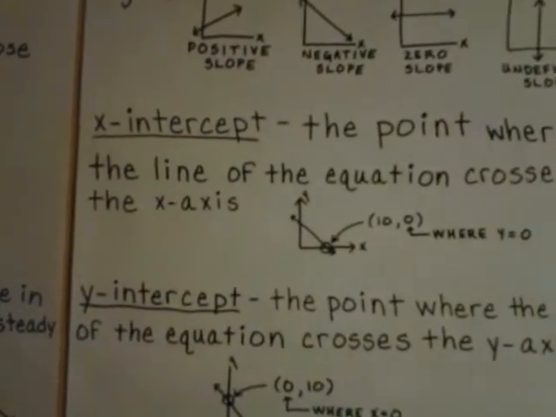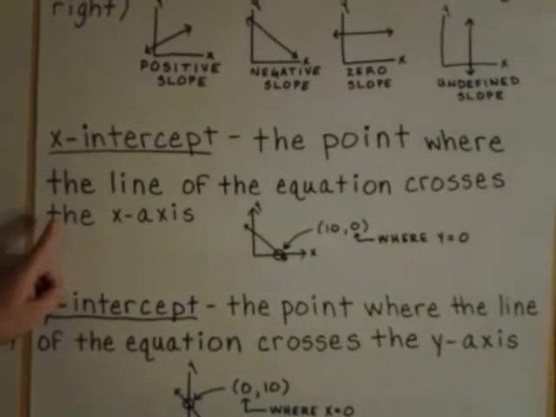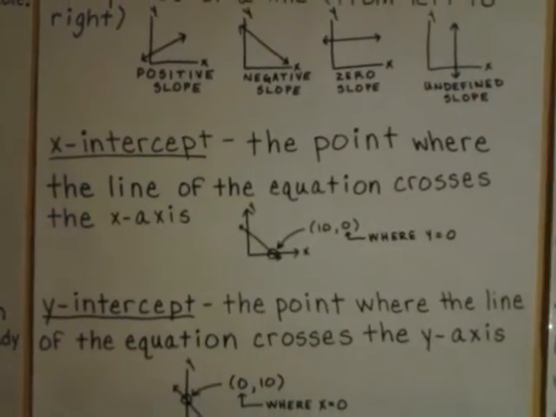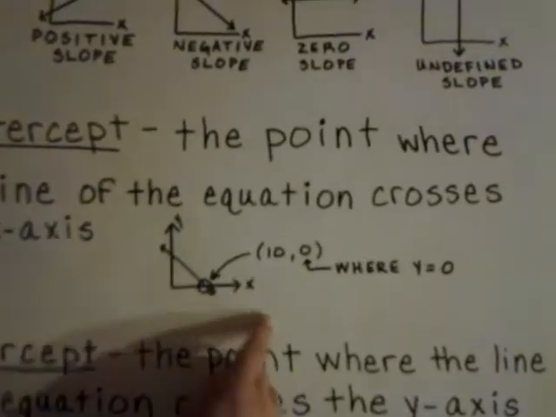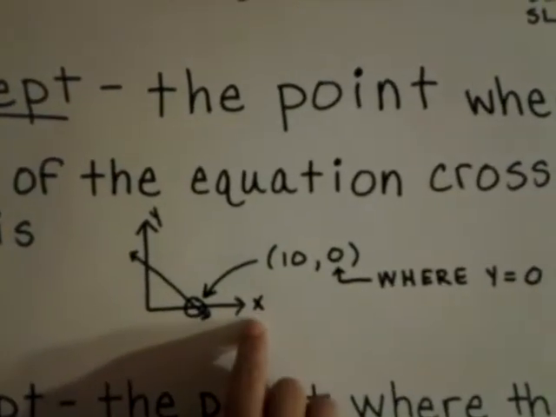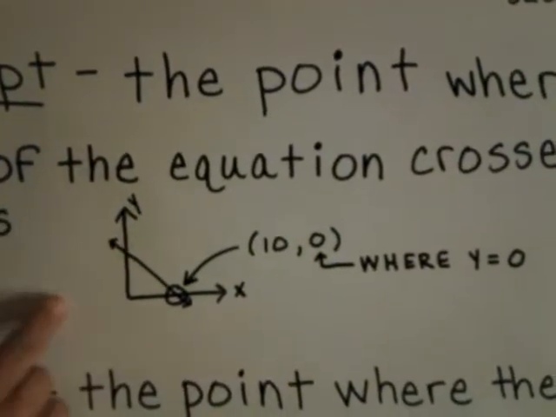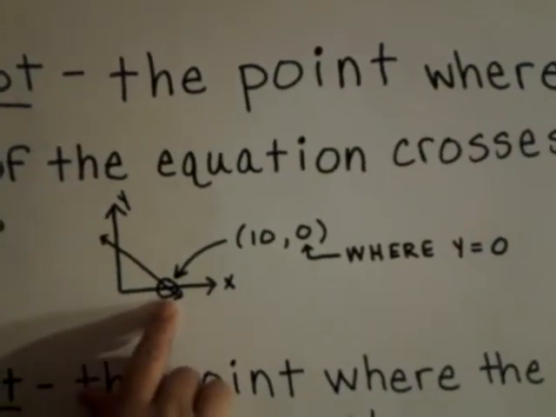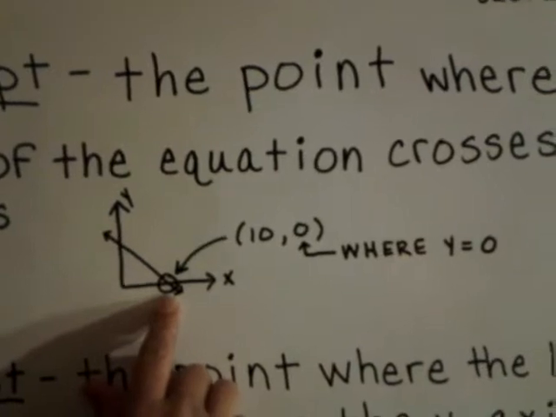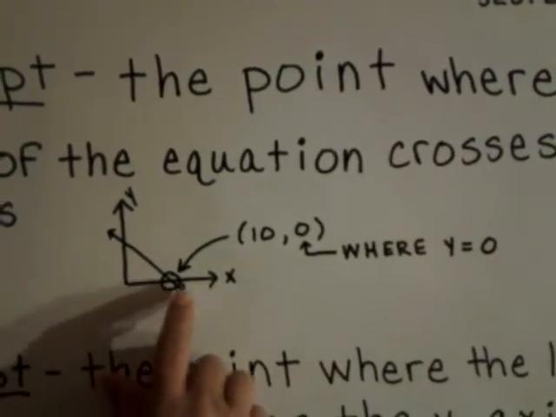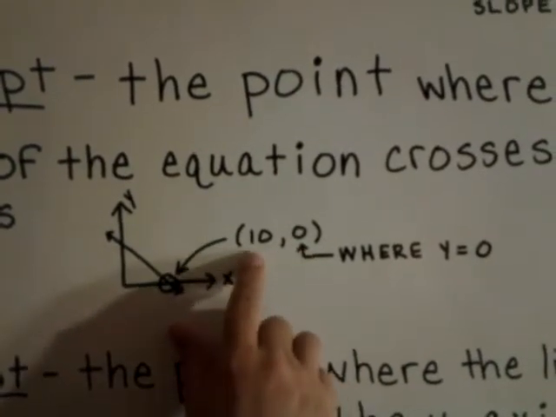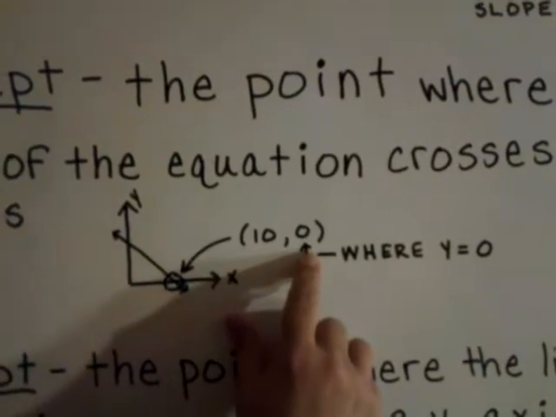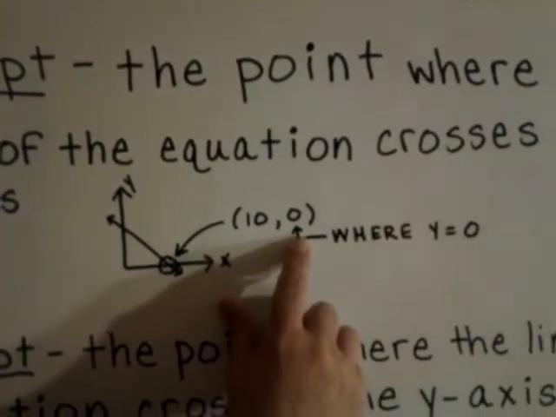The x-intercept is the point where the line of the equation crosses the x-axis. On a graph, the line that is horizontal is the x-axis, and the vertical line is the y-axis. The point where my graph crosses the x-axis is the x-intercept. Notice that at this point, the coordinates are 10, 0, and so the coordinate of y is always equal to 0.